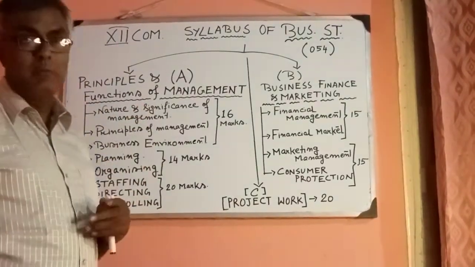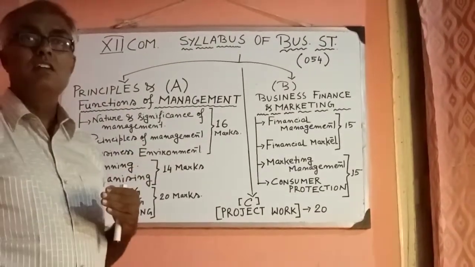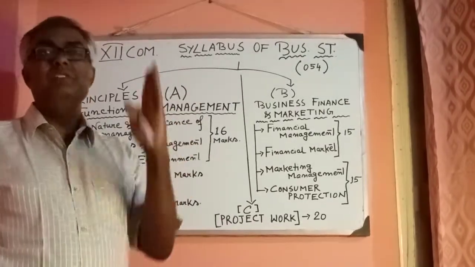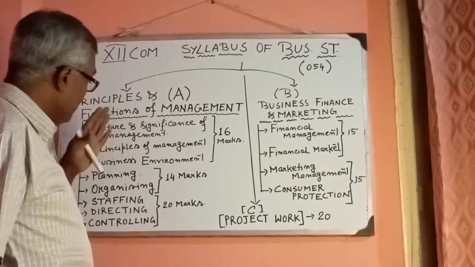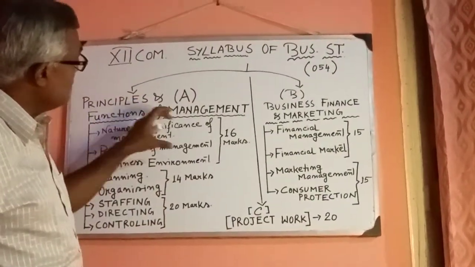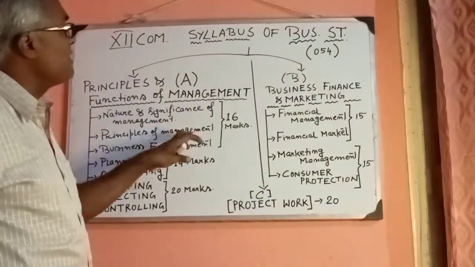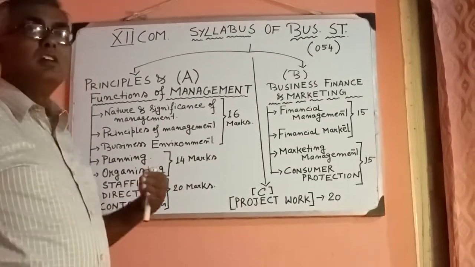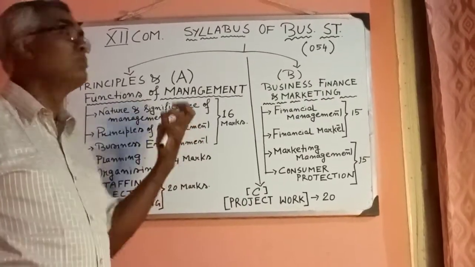Then business environment. As a businessman, as a manager, as an investor, as an entrepreneur, we should scan the business environment for proper understanding. So the business environment chapter is there. If you think about these first three basic chapters, 16 marks are allotted for them. Generally it is seen from board question papers that 16 marks come from these three chapters.